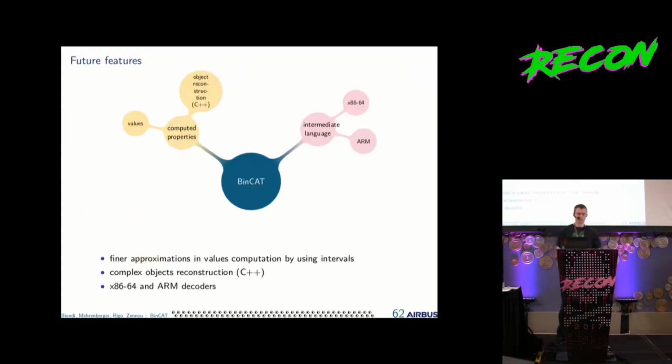We also have future features that we want to work on. So we will probably add some finer approximation on value computations. For now, we use bit vectors to represent the values of registers and memory, and we could use, for example, intervals to be more precise in some values. One goal is to also add C++ object reconstruction, which would be awesome. And we also want to add some things on the decoder side, and we want to add ARM and x86-64 decoders.